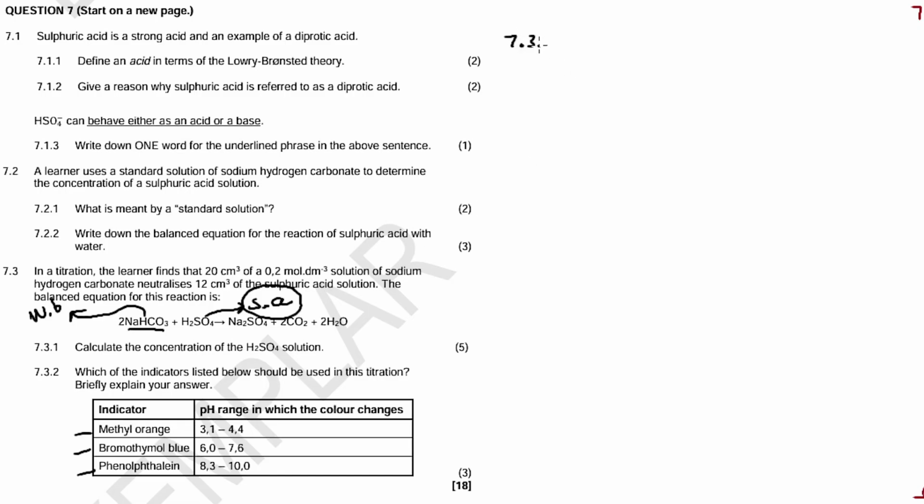So 7.3.2, methyl orange will be our choice. Reason being, a strong acid is reacting with a weak base.